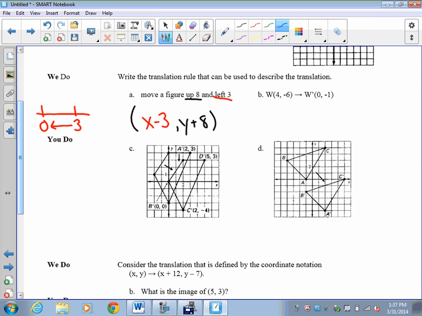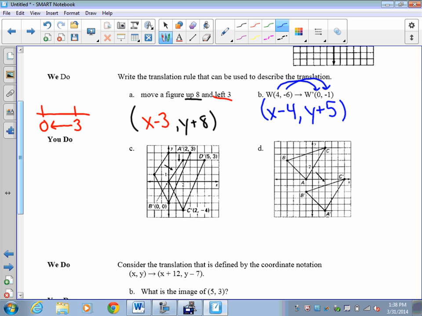So to solve for b, we ask, how did I go from 4 to 0? Well, I took x and I subtracted 4. 4 minus 4 is 0. And how did I go from negative 6 to negative 1? I took y and I added 5. That's how we come up with those.